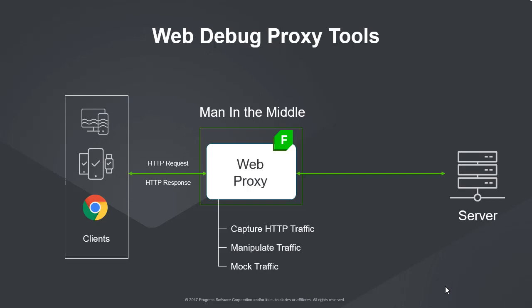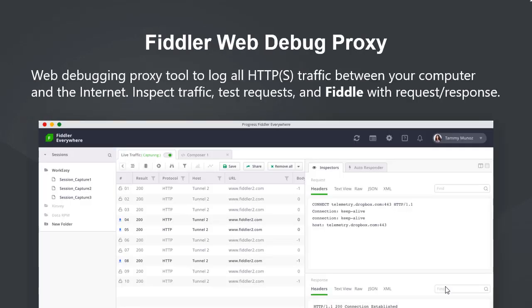Since the web proxy can capture any traffic that goes through it, it can also provide some nifty capabilities that will not only let us sniff the traffic, but also modify, manipulate, and mock the requests and responses. These are particularly valuable when doing testing, development, or debugging issues. And Fiddler is one such web debug proxy tool. Fiddler lets you capture all HTTP traffic between your computer and the internet. It will also let you inspect traffic, test requests, and manipulate requests and responses.